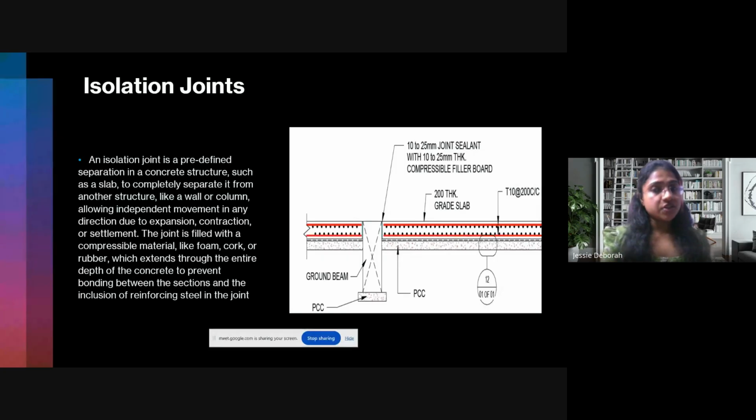When we give an isolation joint, what happens is the direct transfer of load will happen through the plinth beam directly to the footing itself. In the column, and in the slab, the load will be directly going down to your PCC and then to your ground itself. The ground soil will take it. So that is why we are providing these isolation joints.